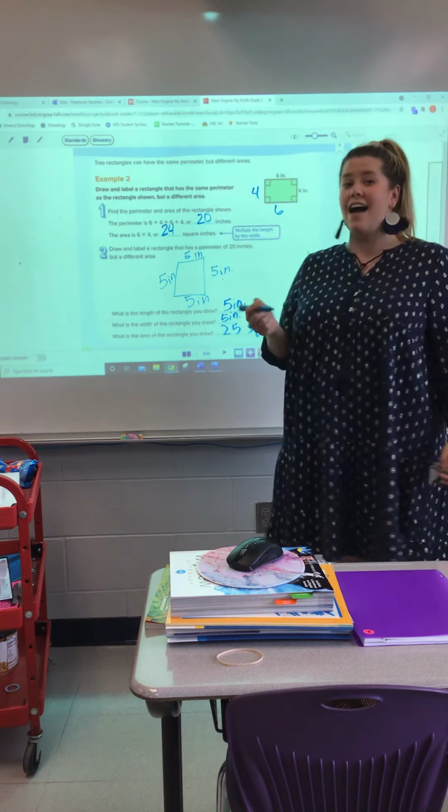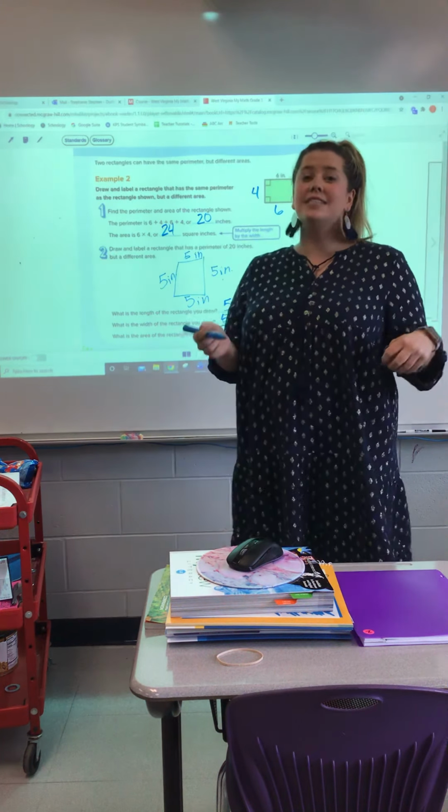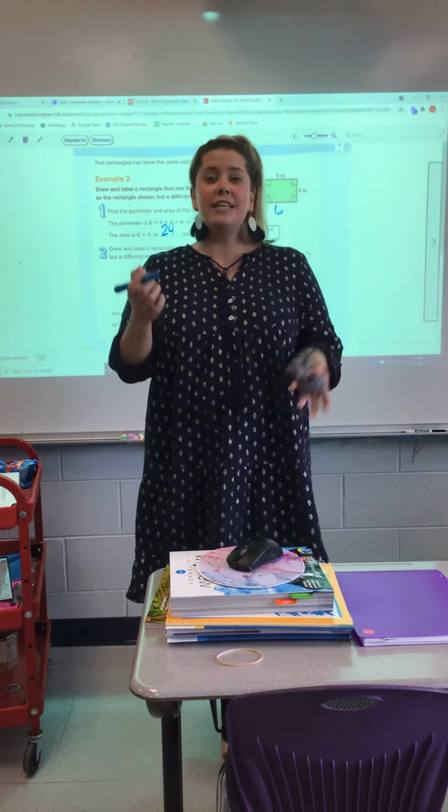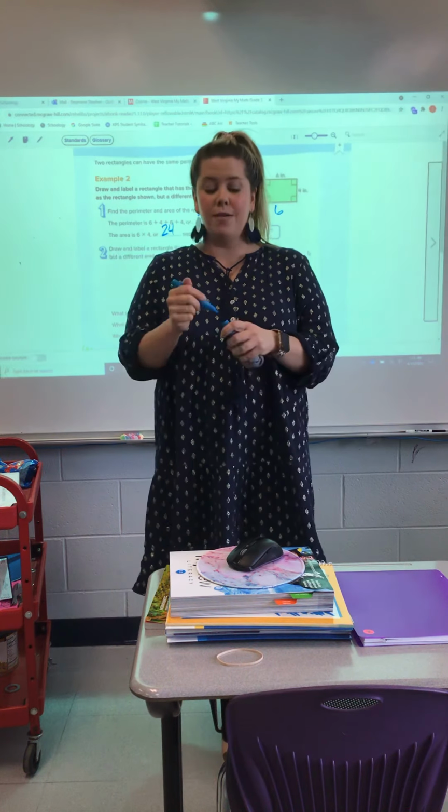So that's what you're going to practice today: drawing different rectangles with different areas and perimeters.